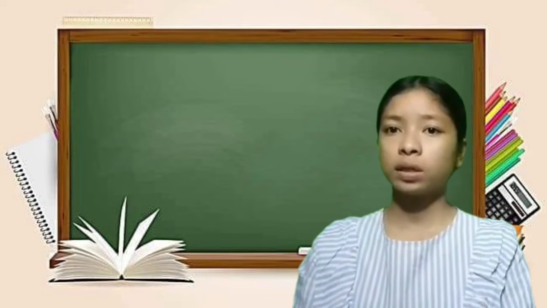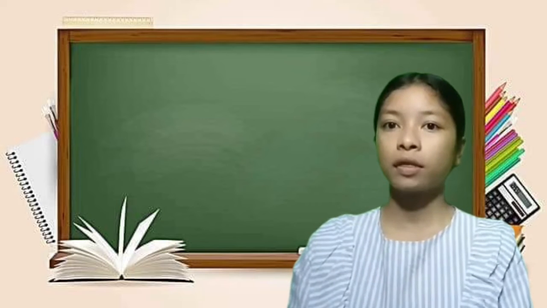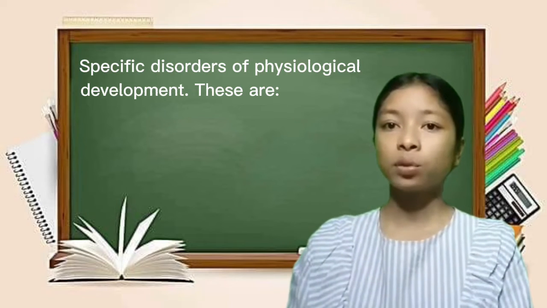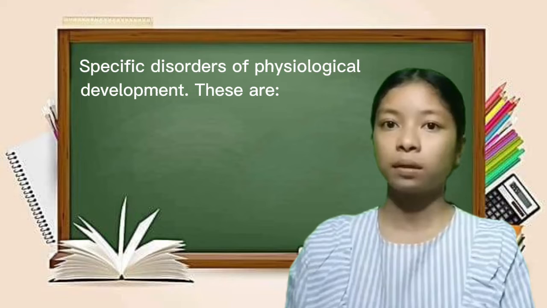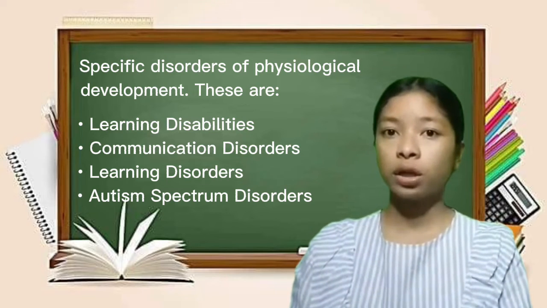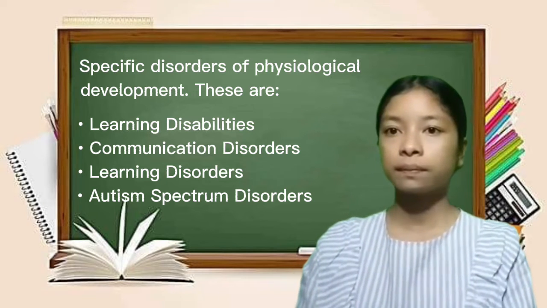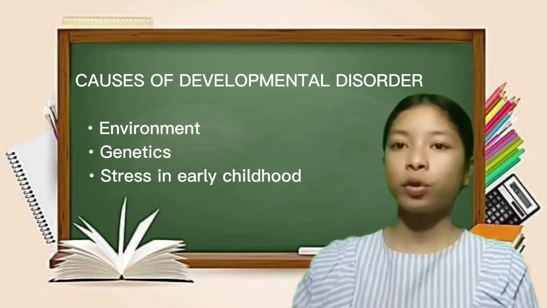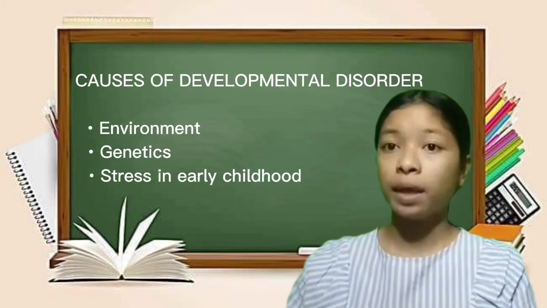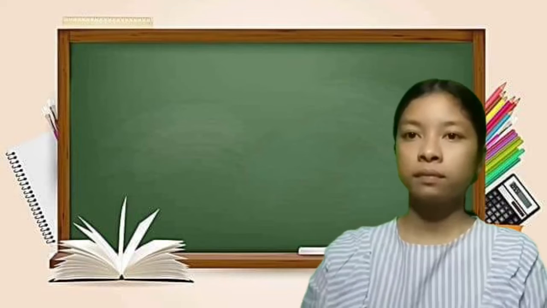There are several ways of using this term. The most narrow concept is used in category: specific disorders of physiological development. These are learning disability, communication disorders, learning disorders, and autism spectrum disorders. Causes of developmental disorder: there are environment, genetics, and stress in early childhood.